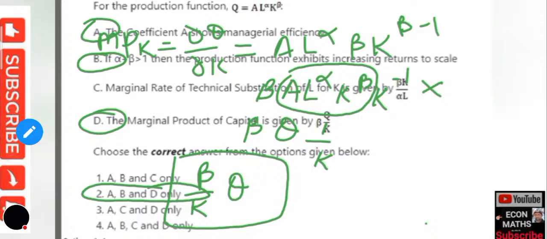So this gets somewhat messy. Rather than showing it in full detail here, I have made a video on finding the MPL of the Cobb-Douglas production function, how it is done, or how we find the marginal rate of technical substitution and other stuff.